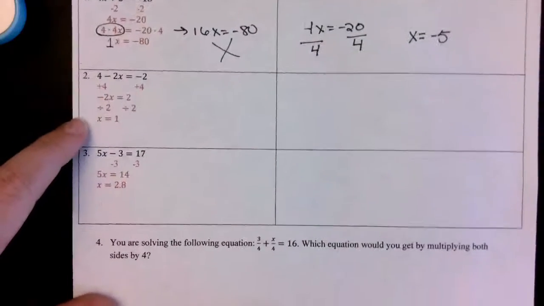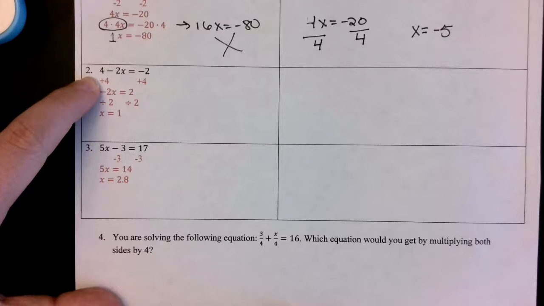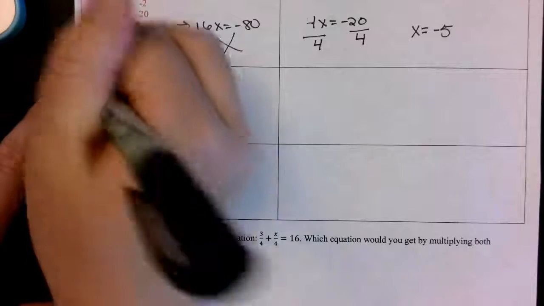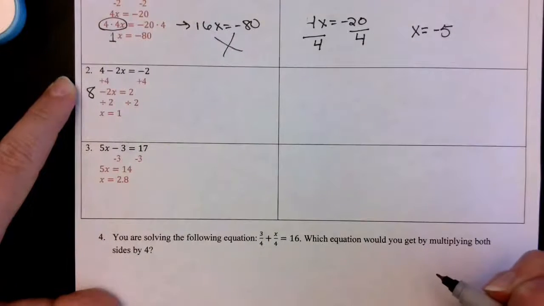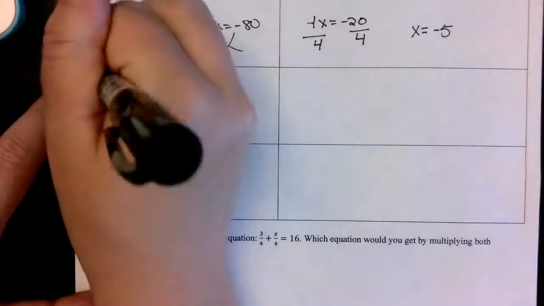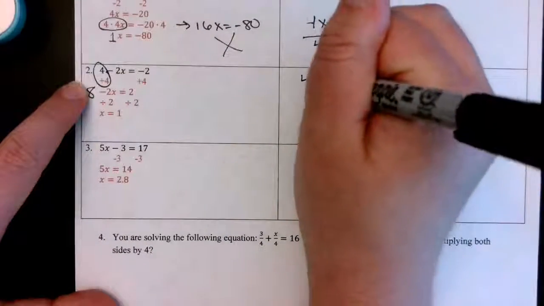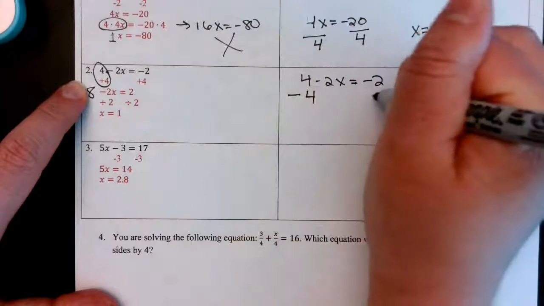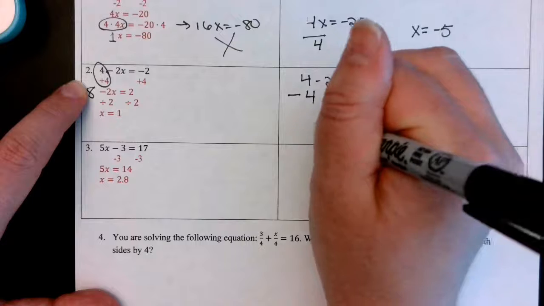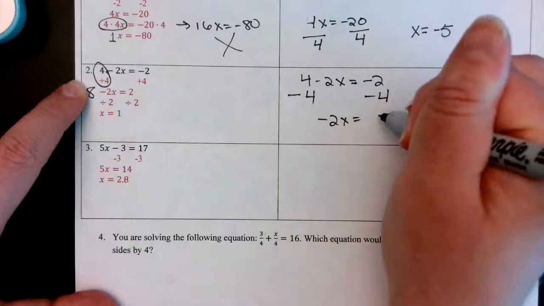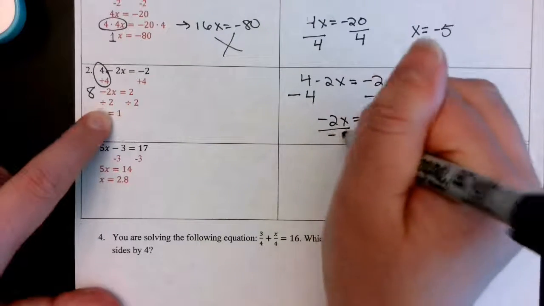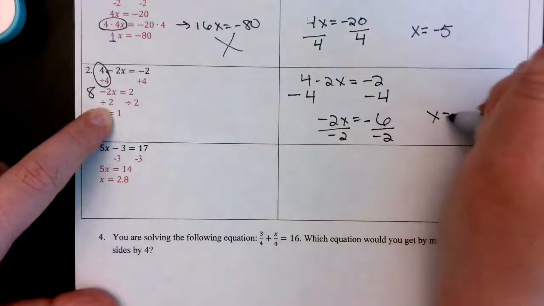All right, and number 2, our mistake is right away. That's a positive 4. So 4 plus 4 would actually get me 8. It wouldn't simplify or cancel them out. So right here is my mistake. I want to subtract 4 on both sides. That gives me negative 6. And then the last step's correct. She divided by negative 2. And x equals 3.